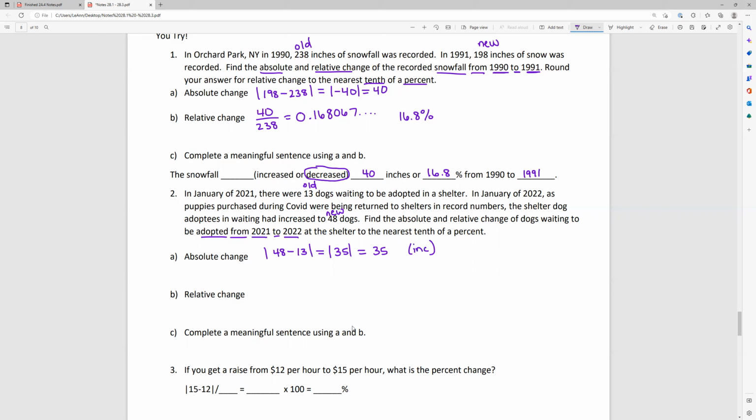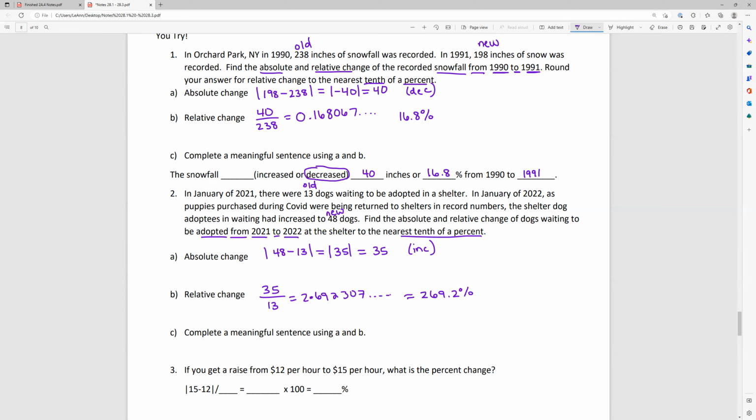Sometimes I like to write that out to the side based on if that was positive or negative before we took the absolute value. And then we take the absolute change and divide it by the old. The old was the 13. And that's about 2.692307, and it keeps going, rounding to the nearest tenth of a percent. So change it to a percentage first by multiplying it by 100, and then round to the nearest tenth. So it's going to be 269.2%.